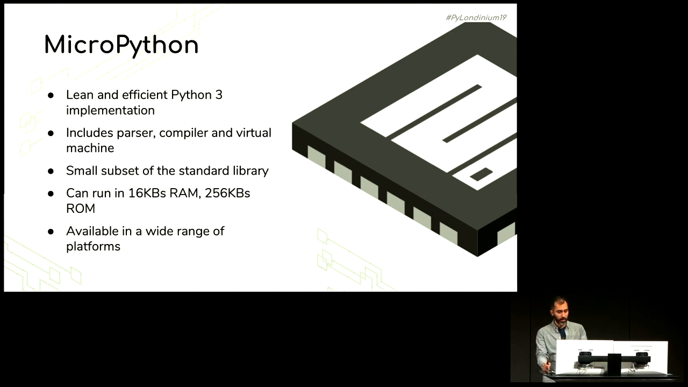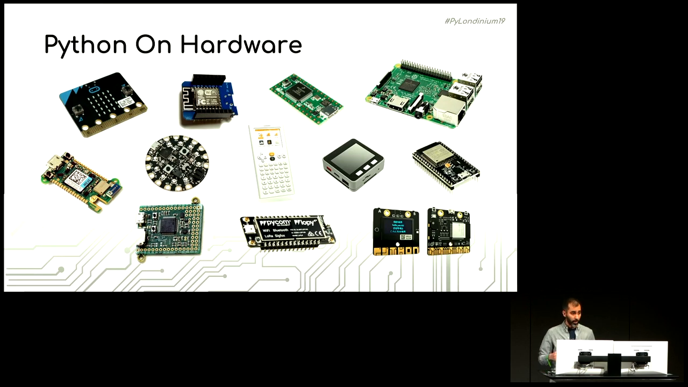It can run on small devices with 16 kilobytes of RAM and 256 kilobytes of ROM, which is tiny, it's incredible. But you can also run it on a really wide range of different platforms and boards. One thing I would like to emphasize is that this presentation is actually not exclusive to MicroPython. A lot of the things that we are going to cover here are applicable to any Python implementation or really any other language. We have a few examples here: things that run MicroPython, like the MicroBit or the Pyboard. We have CircuitPython, like this circular board over there, and things like the Raspberry Pi, which basically runs CPython, but has libraries that let you interface with hardware.